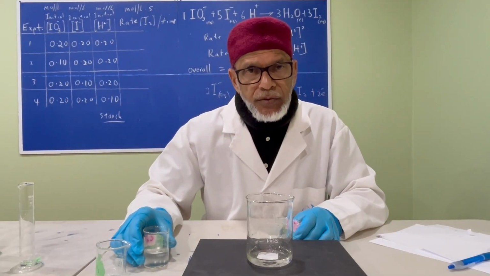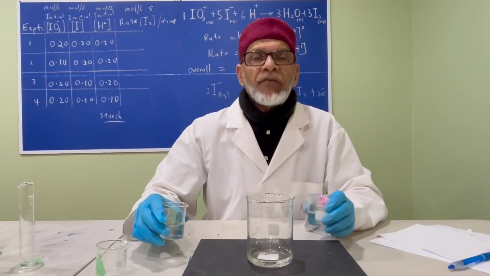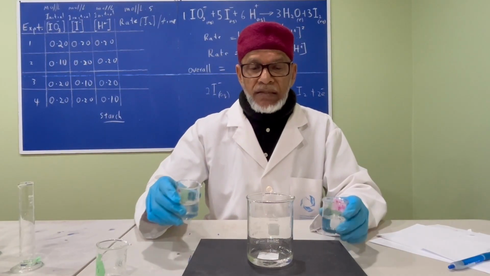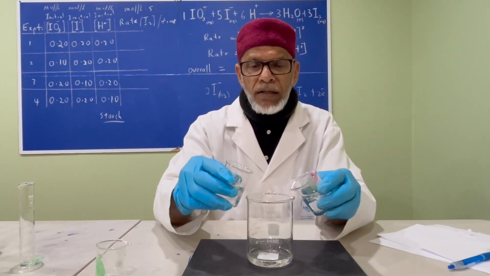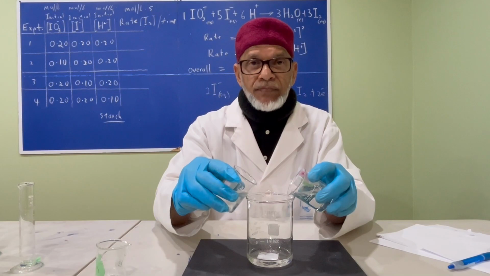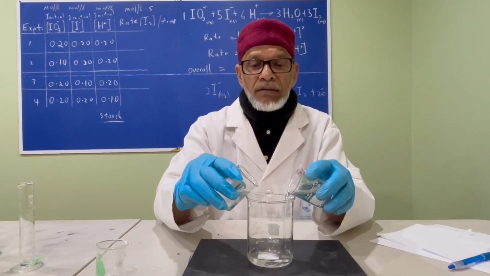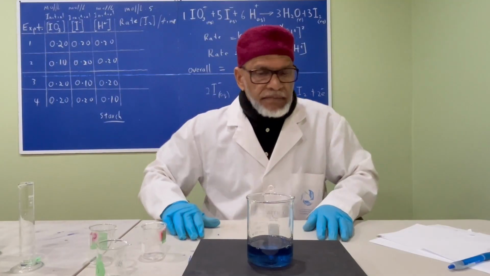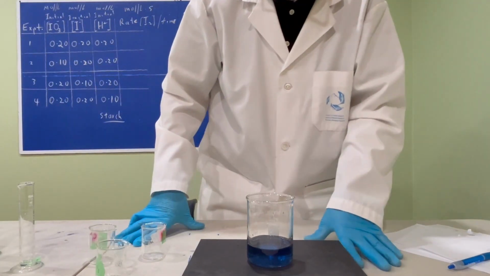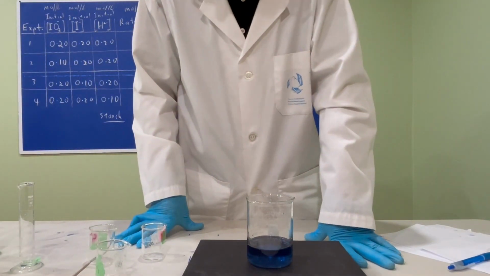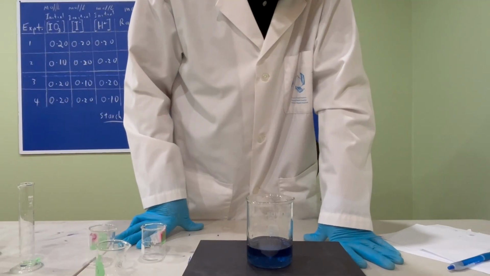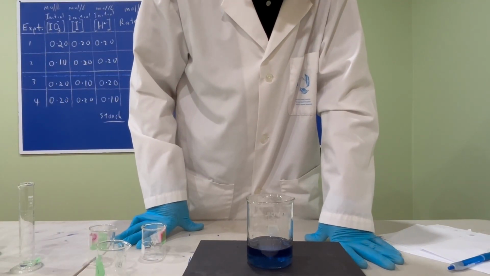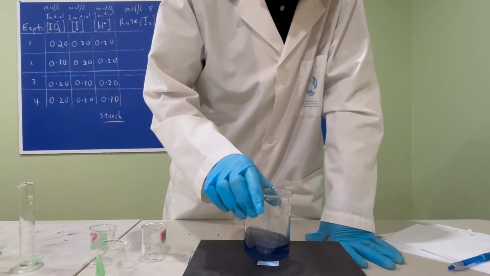So in this second experiment, we'll change the concentration of the iodate ions from 0.2 mole per liter to 0.1 mole per liter, and we'll retain the same concentrations for the iodide and sulfuric acid. So we start the stop clock now, and see how long it takes for that white piece of paper to disappear. Ready? Go. Give it a little swirl.